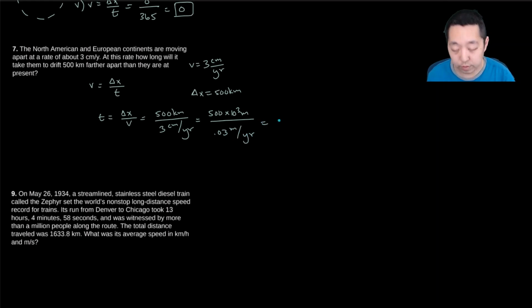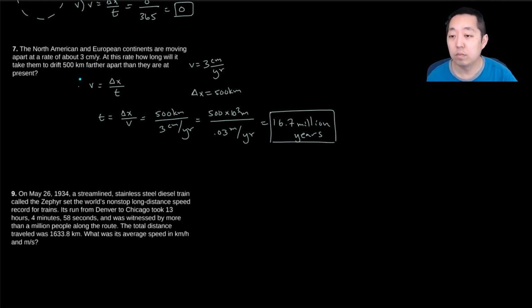And so then, if I divide this, the meters will cancel, and I'll get years as my answer. And that is 16 million years. 16.7 million years is what I got. So it's going to take a while.